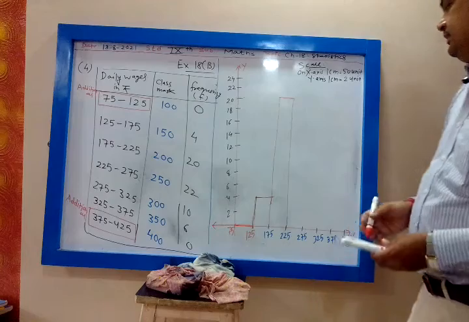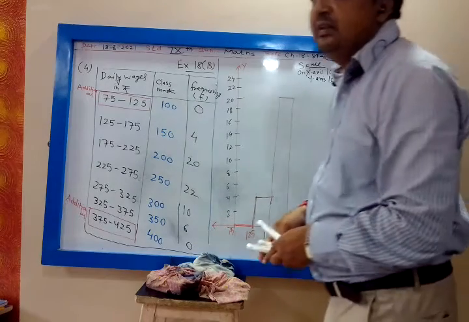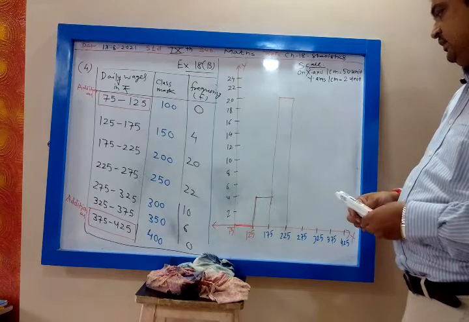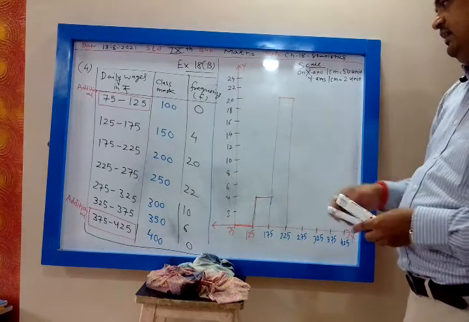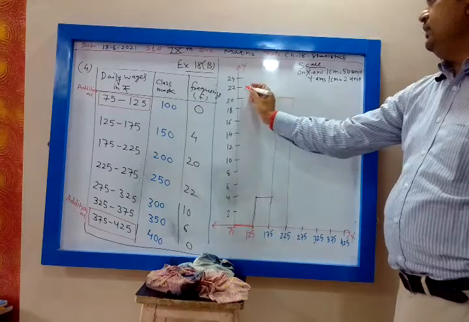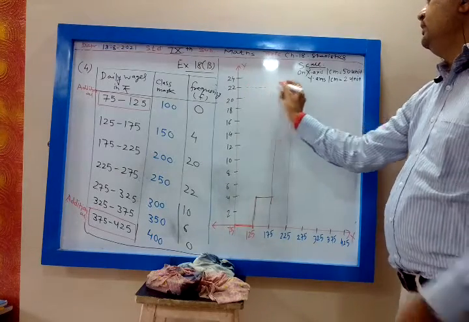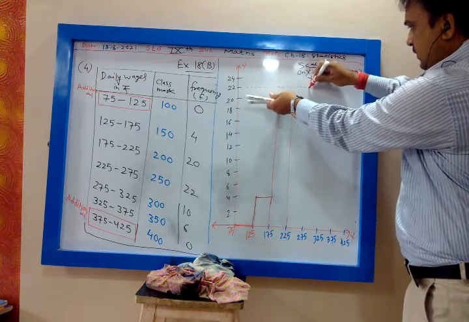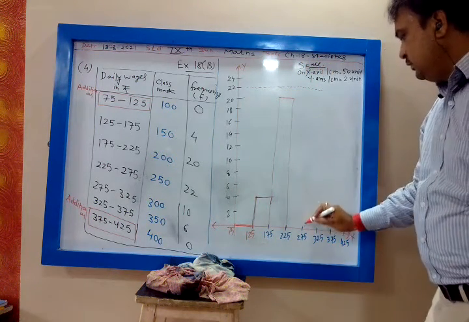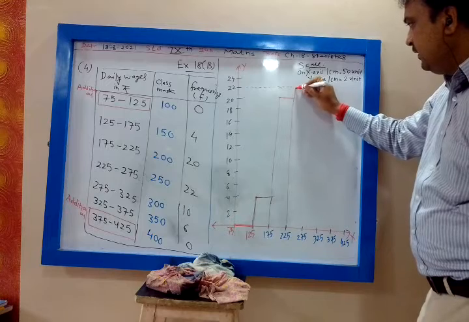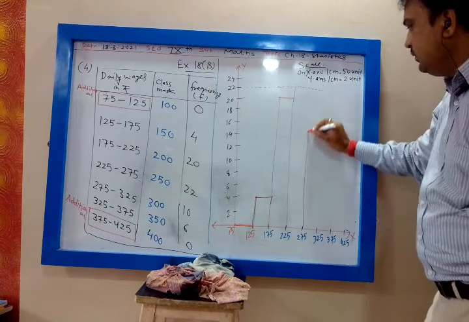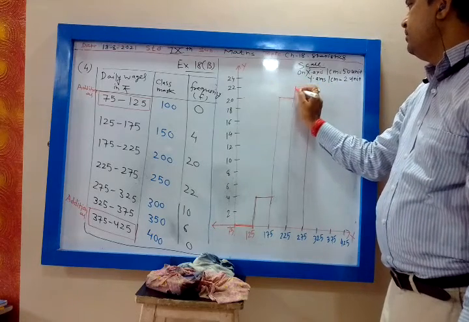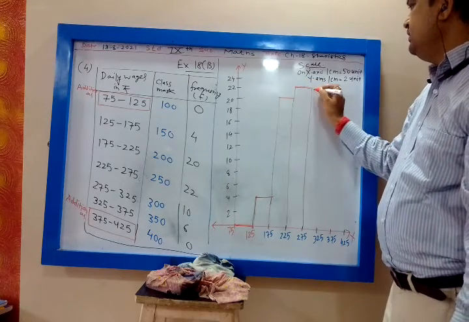Erase the dotted line. Then 225 to 275, it is 22. This is 22. So draw the dotted line from there, keeping the scale like this. 225 to 275, it is 22. Erase this dotted line. Okay, so draw the rectangular boxes. That will be your histogram.